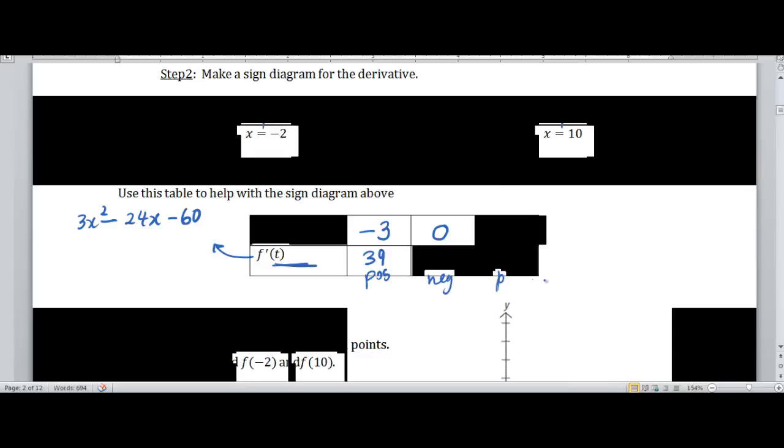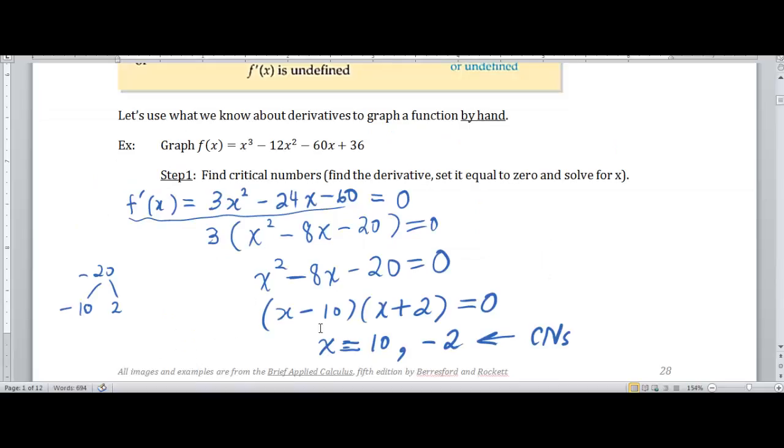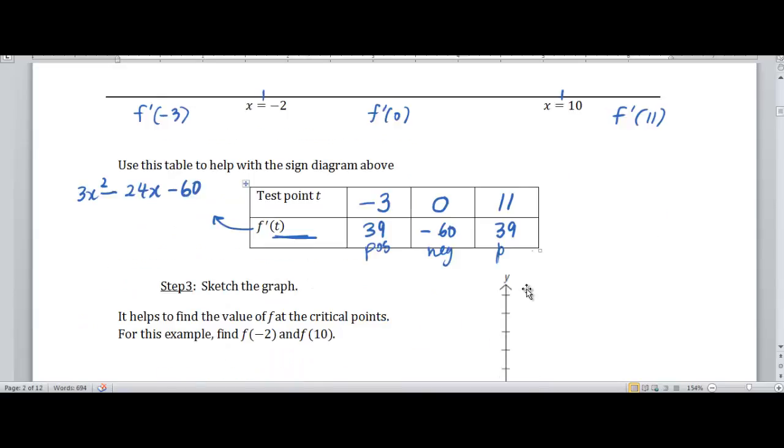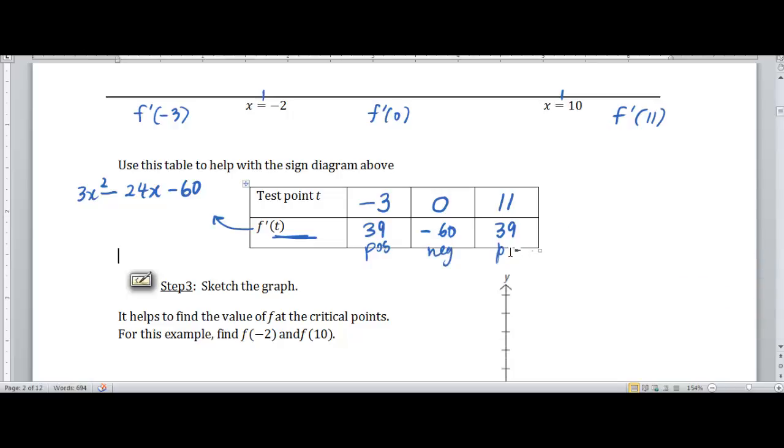Uh-oh. Okay, I don't know what happened there. Okay, well that's positive, so let me not. Maybe it doesn't like me writing on the table.